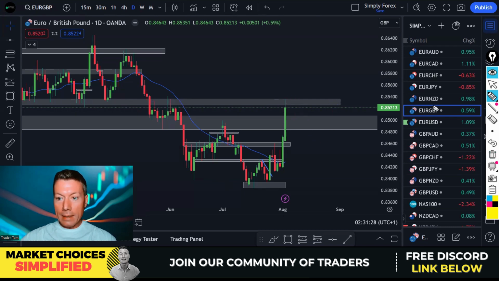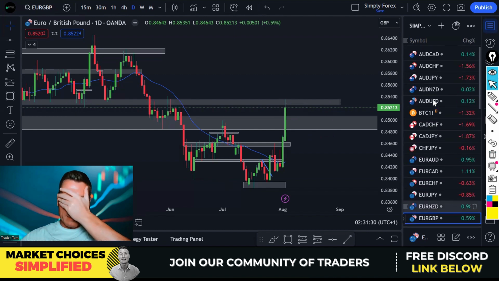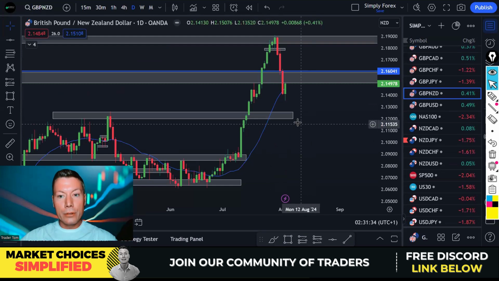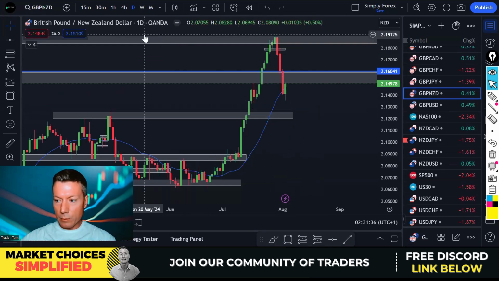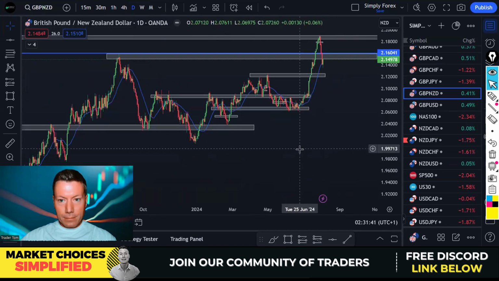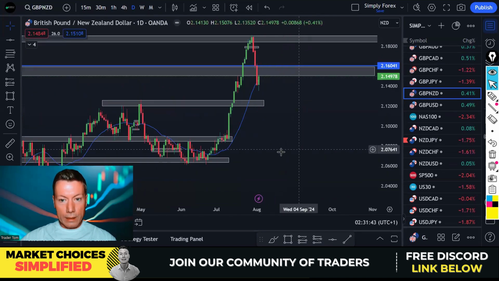Okay. And now, just for fun, let's totally pick one at random. I'm going to close my eyes. Right, what have we got? Pound New Zealand dollar. Okay, so let's take a look at this one. Let's start with the day chart. Now, this is a potential trade, right?